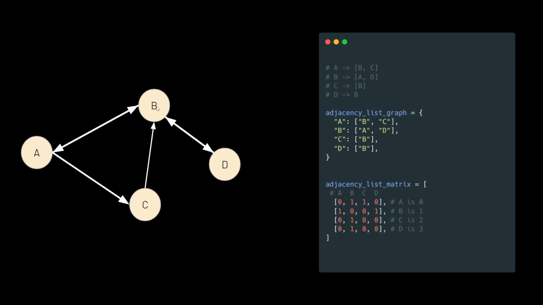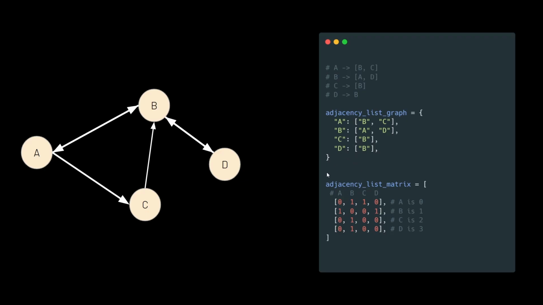In case of B, we have an edge going from B to D and an edge from B to A. So in B, we have A and D. For C, there is only a single edge that goes from it, which is from C to B. So along the C, we have B. And in case of D, there is a single edge which is from D to B. So D has a value B.